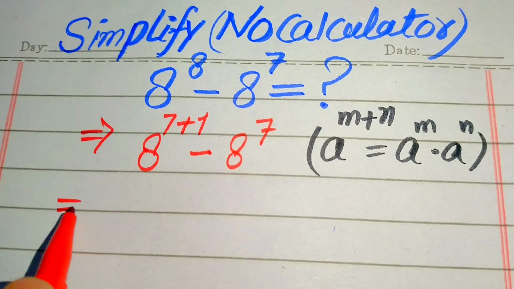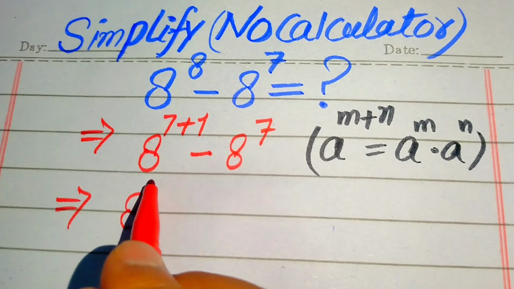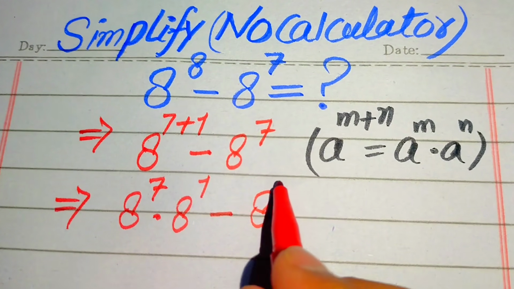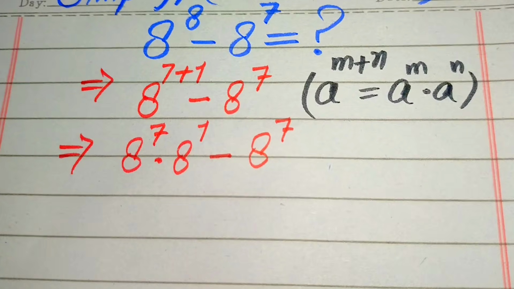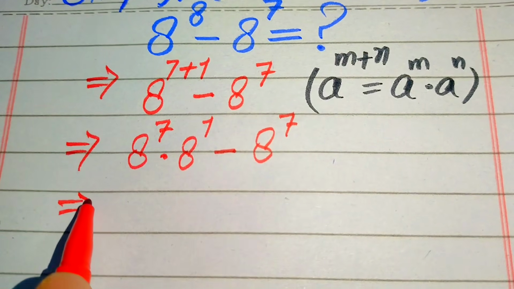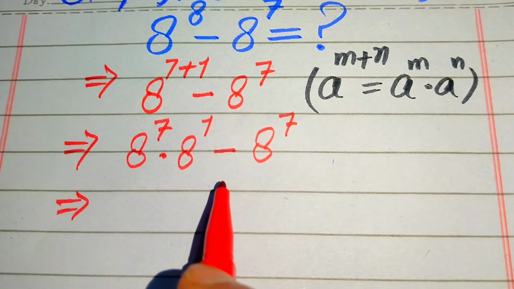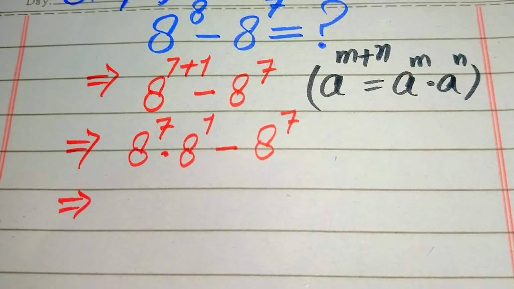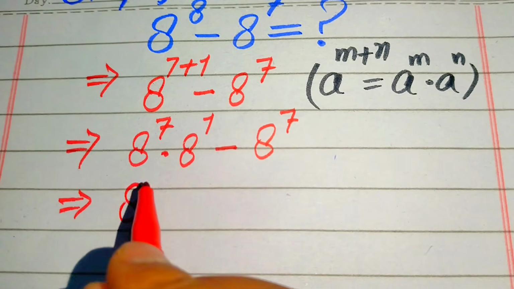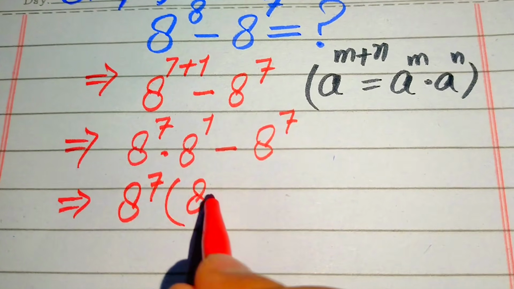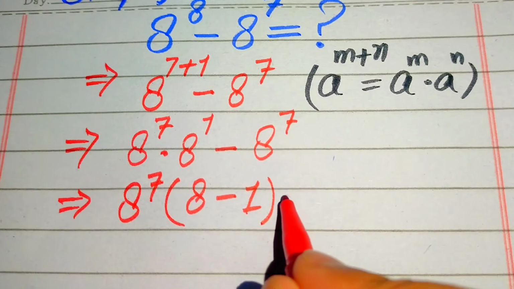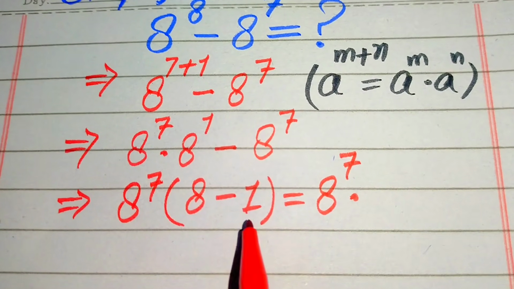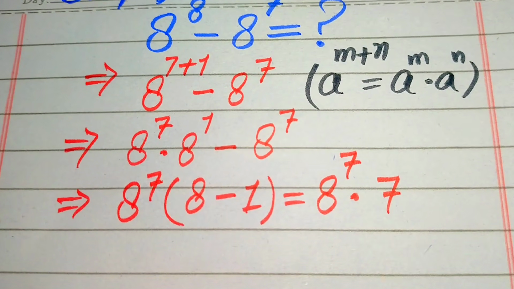So we rewrite this expression as 8 to the power of 7 times 8 to the power of 1 minus 8 to the power of 7. Here you see that both of these two terms involve 8 to the power of 7, so we take 8 to the power of 7 common from here. We get the remaining values 8 minus 1, and this is equal to 8 to the power of 7 multiplied by 8 minus 1, which becomes 7.